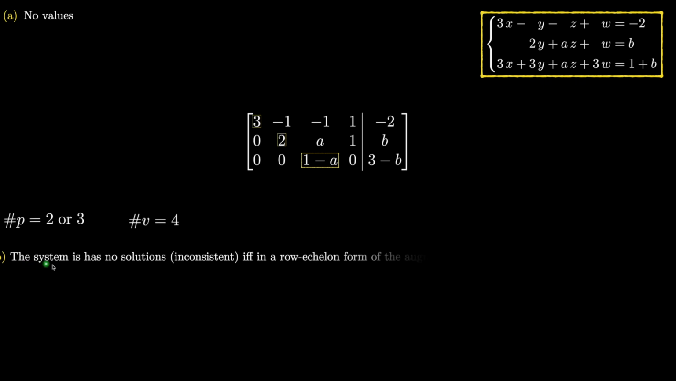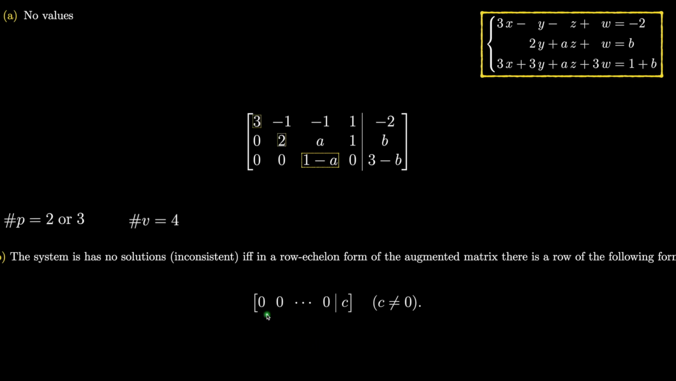We know that a system has no solutions, in this case we call it inconsistent, if and only if in a row echelon form of the augmented matrix we can detect a row of this form. What is that row? You have a bunch of zeros before this vertical line, and then you have C, which is not equal to 0. If this happens, it means my system is inconsistent and I do not have any solutions.